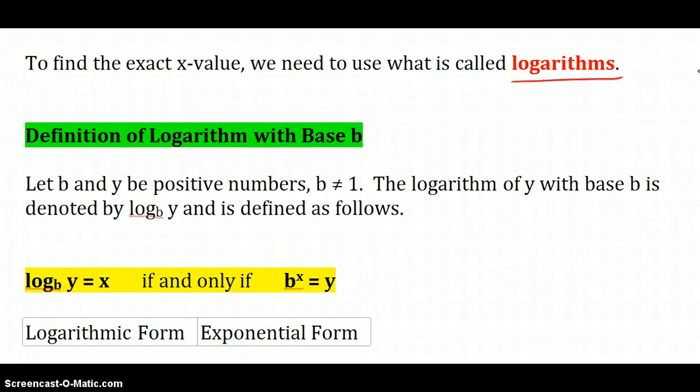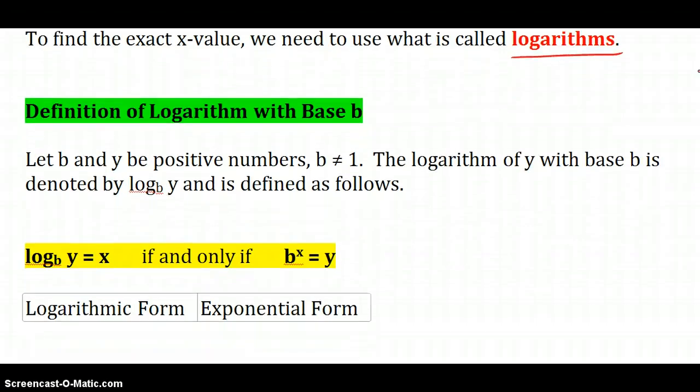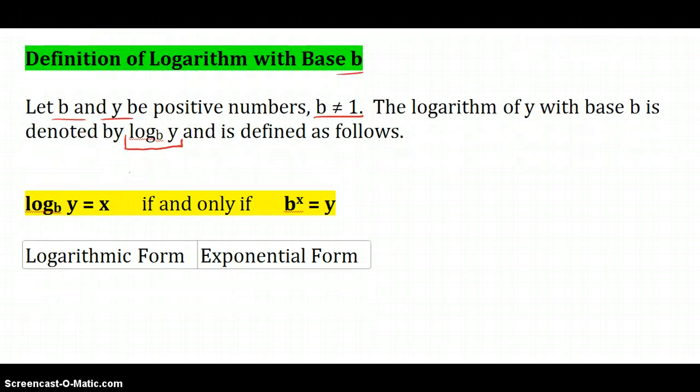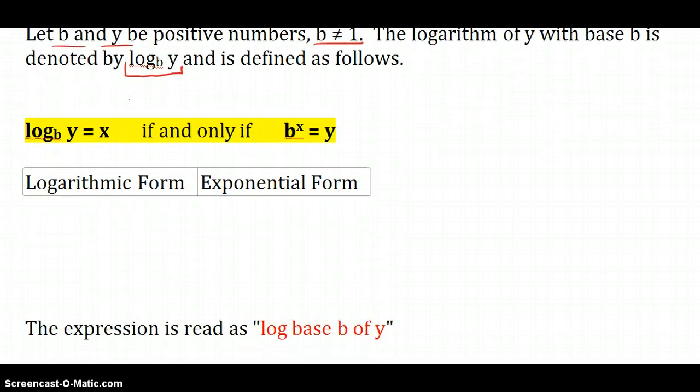Here's the definition of a logarithm with base b. This right here is the form of a logarithm, and b and y are positive numbers. B is never 1, and b is your base. That's why this is the definition of logarithm with base b. So this is log base b of y. And I have a little note down here, that's how you would read that, as log base b of y.